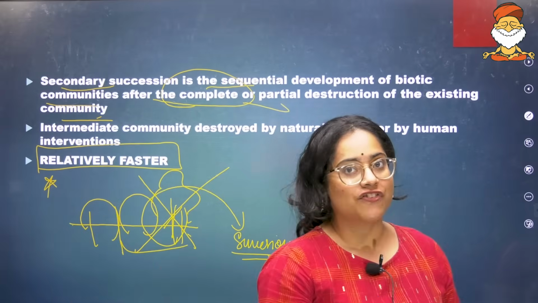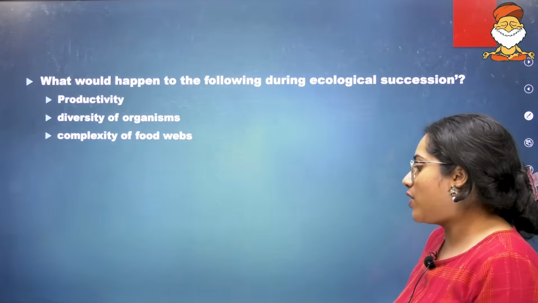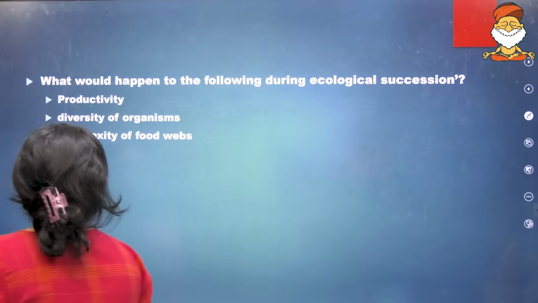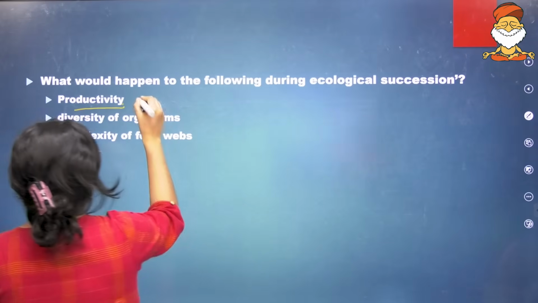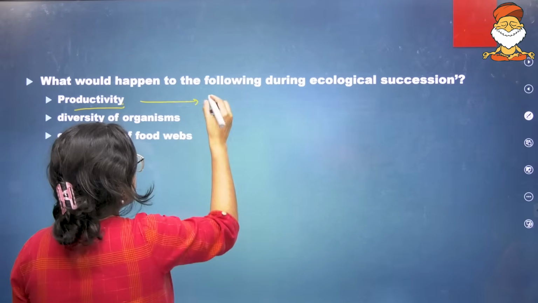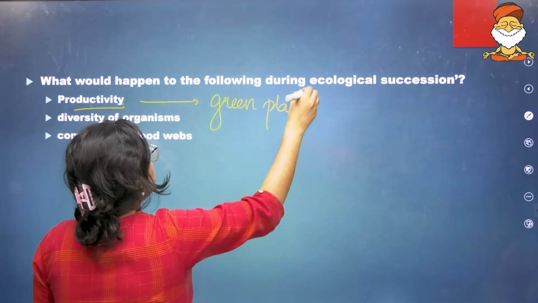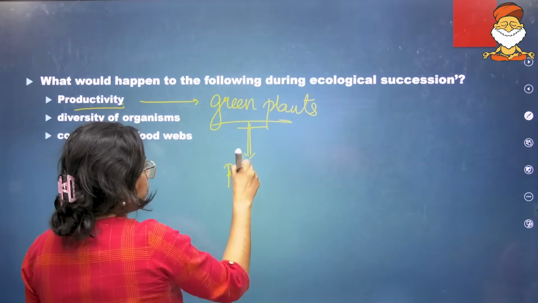Now, what happens when it comes to different kinds of ecological successions? You will see that when it comes to productivity, productivity is always determined based on the number of green plants, because they are the primary producers.